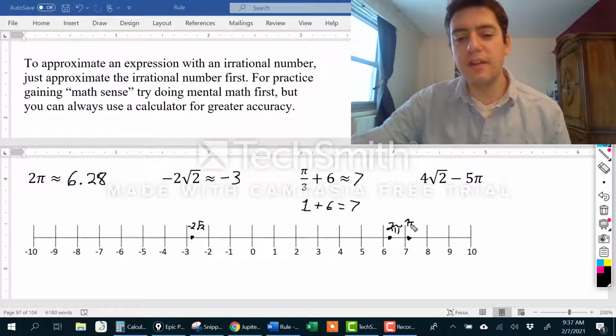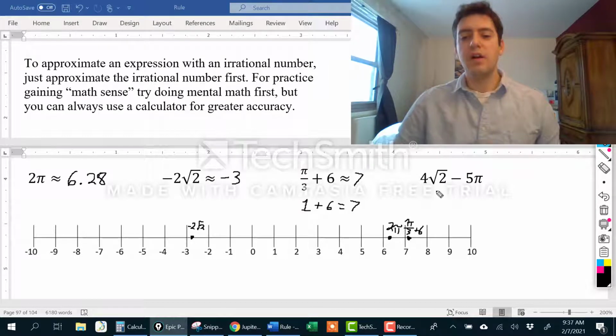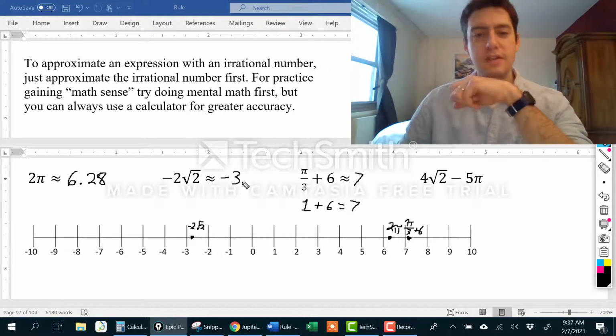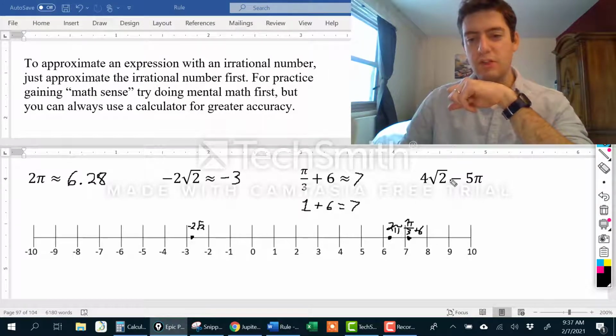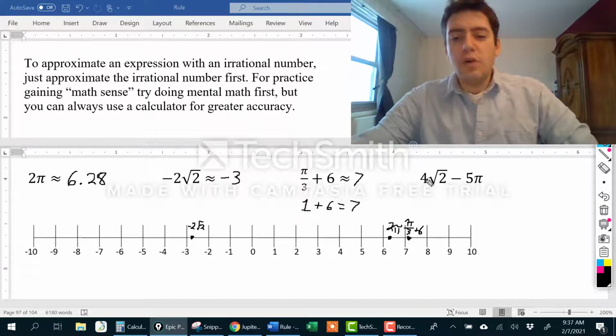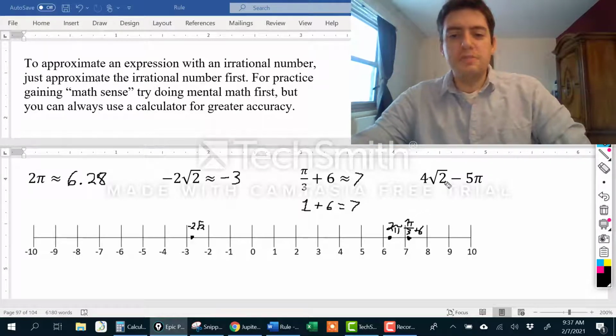So let's write that in there. Pi over 3 plus 6, about there. All right, now we have an expression with both of these irrational numbers in it. We have the square root of 2 and we have pi over here. So 4 times the square root of 2.